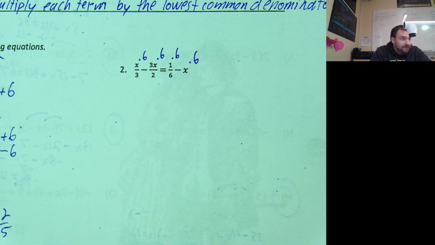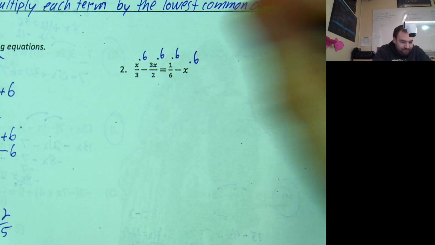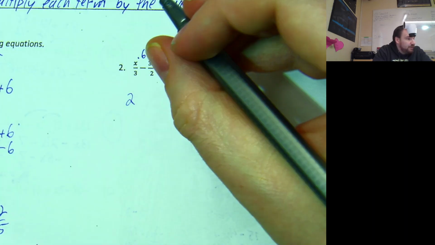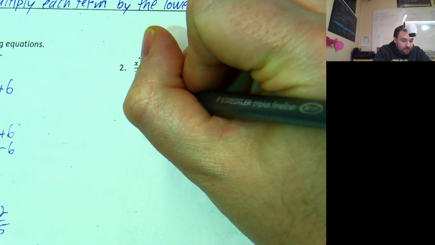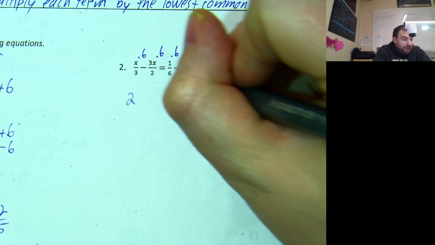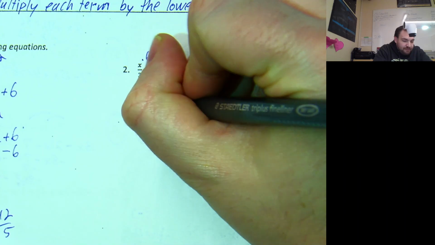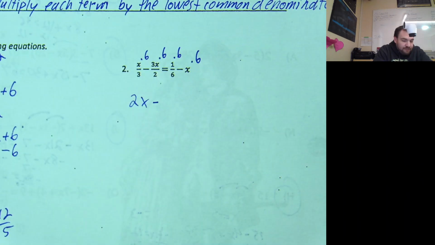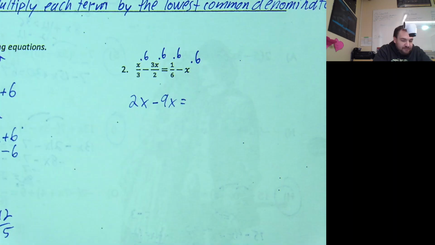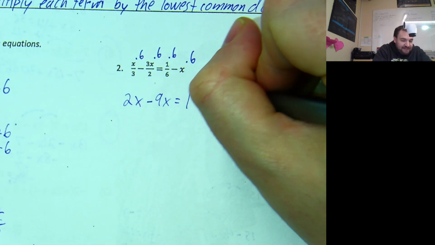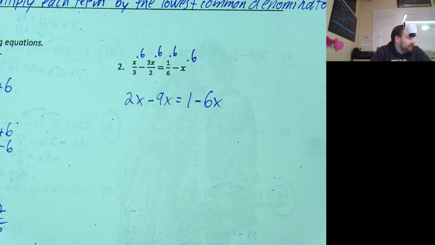Someone rattle it off for me. Carolyn, I know you know. I'll give someone else a chance first. Rebecca. 2. 2 what? Careful, you've got to include those variables. So 2x minus 9x equals 1 minus 6x. Cool. Comments, questions, concerns about how that happened?